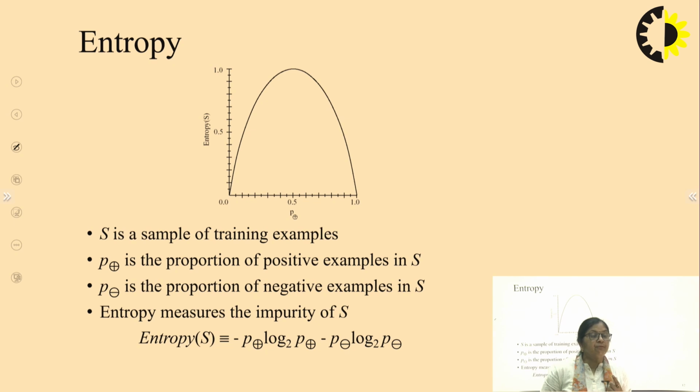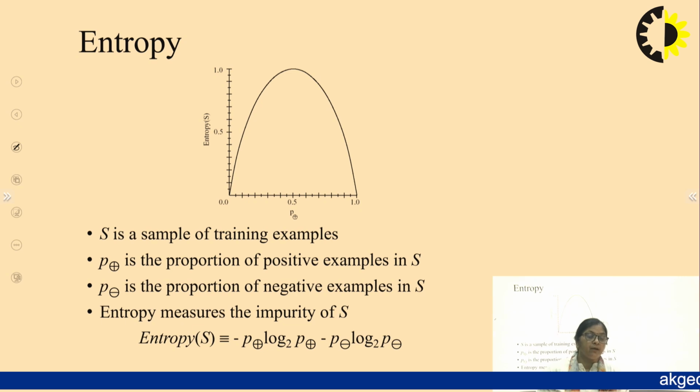We will first find out the impurity present in the data set, which we will measure with the help of entropy. So what does entropy measure? The impurity of S. Now the point is, which attribute will we select? That we will select according to information gain.